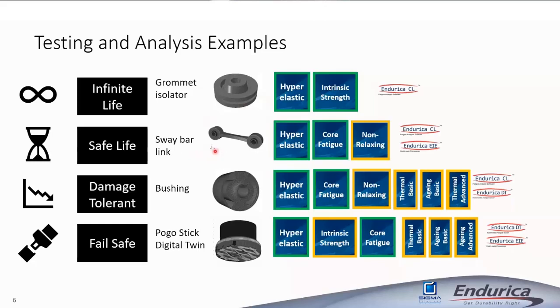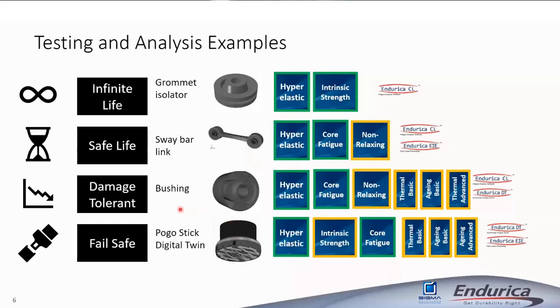Now, another application from the automotive sector would be a sway bar link. In this case, because the bushings are made of natural rubber, because there is a permanent load that's carried on this part, it becomes necessary not only to look at the stress strain and the core fatigue behavior, but it's also necessary to characterize the strain crystallization effects in natural rubber. And we're going to look at this under the action of road loads. So in this case, we're going to look at using both the CL and EIE solvers together.